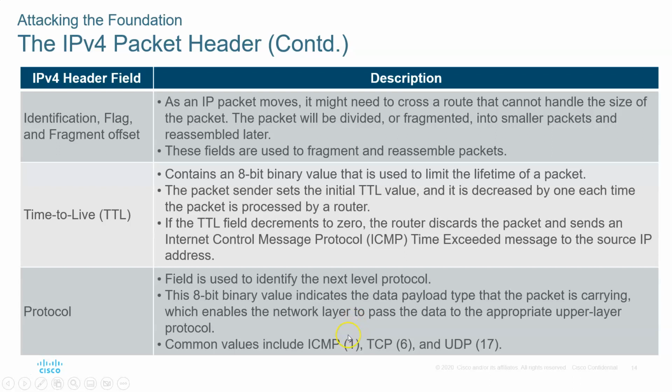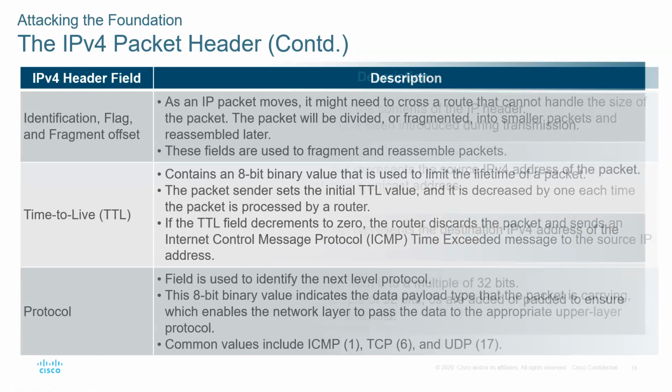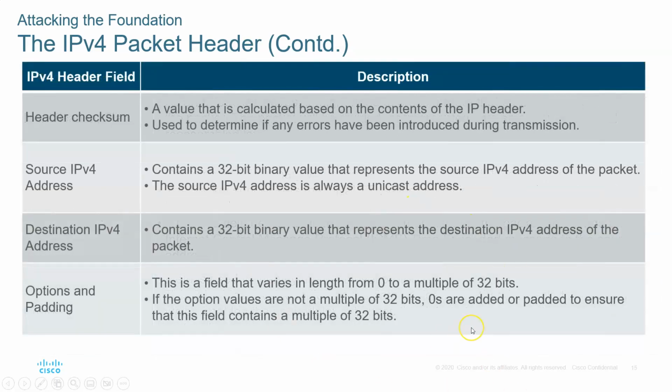Protocol is to identify the data that's inside the packet. If it's 1, that means it's an ICMP. If it's 6, it's a TCP packet. It's a TCP segment that's inside the packet. And if it's 17, that means it's a UDP. Okay, take a picture of this as well.